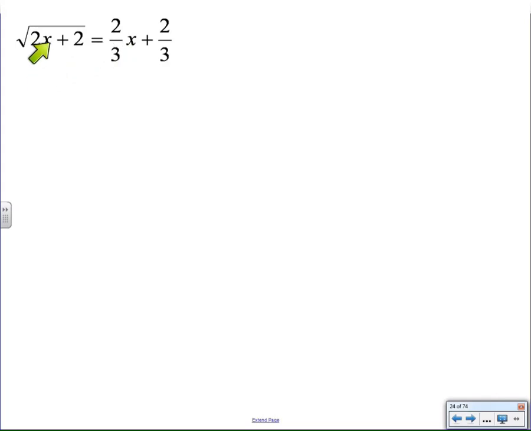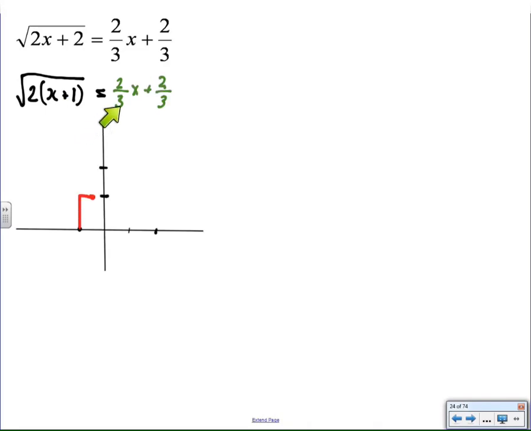But before we get to the algebra for finding the values of x that make this equation true, I'm going to look at the geometry and see what happens if I explore graphing. On the left-hand side, I can see from just a simple modification that there's going to be a horizontal compression of the square root graph, and it will be shifted to the left 1. And on the right-hand side, I see a line whose slope is 2/3 and whose y-intercept is also 2/3.